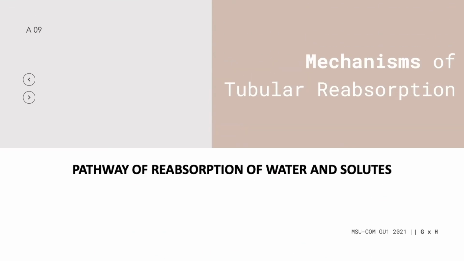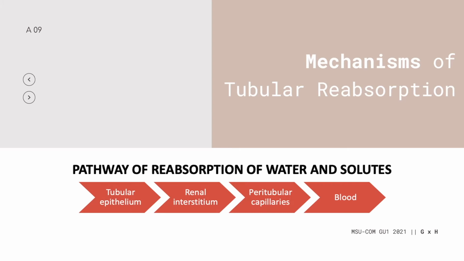Now, for a substance to be reabsorbed, it must first be transported through the tubular epithelium into the renal interstitium, and then through the peritubular capillaries back into the blood. This can be done in various ways.